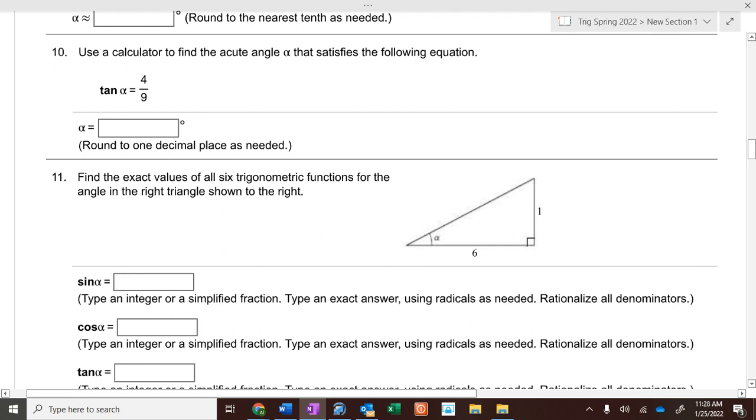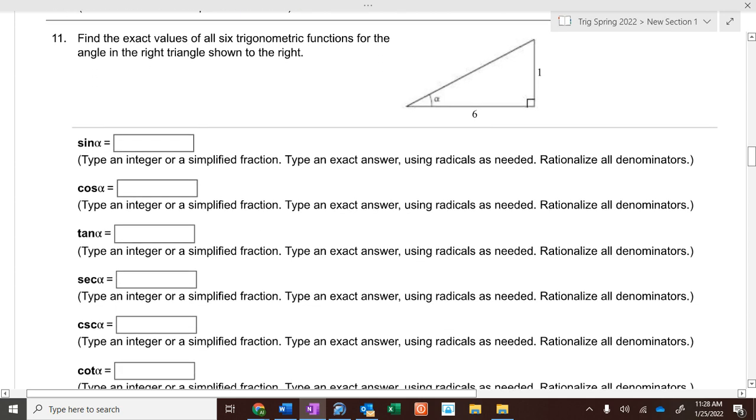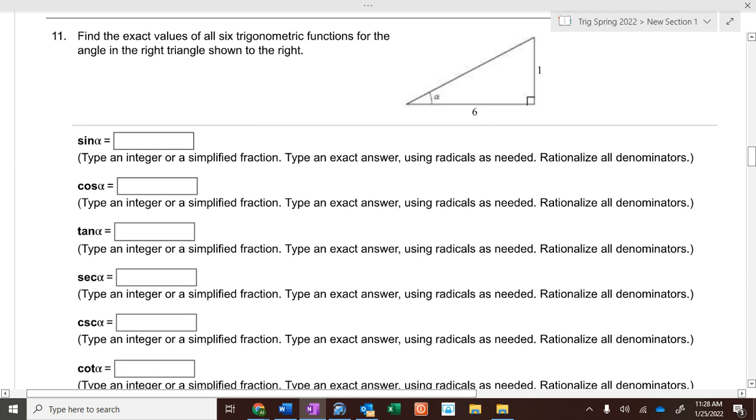Inverse tangent of 4/9. Inverse tangent of 4/9. 24.0. Okay. So hopefully you can do that. Now, the 6 trig functions. What do I have to do first before I can start figuring out my 6 trig functions?